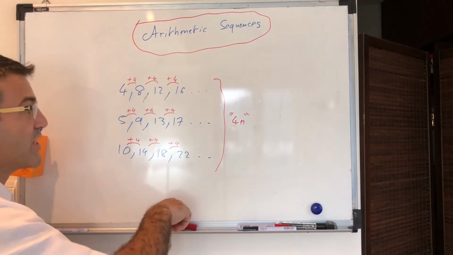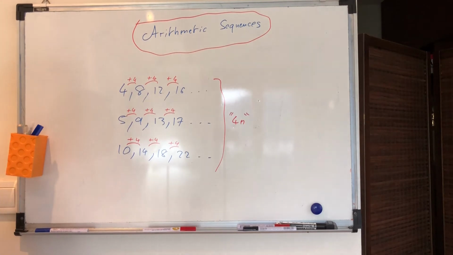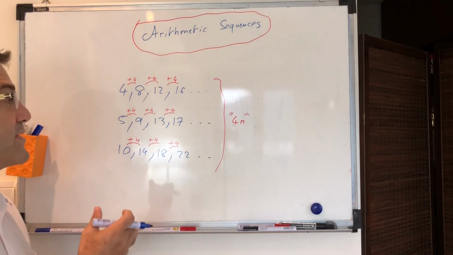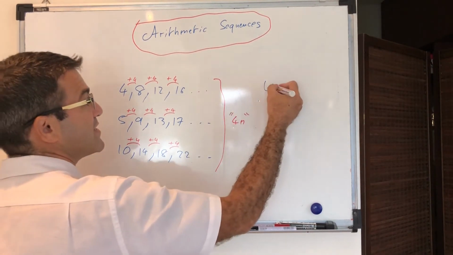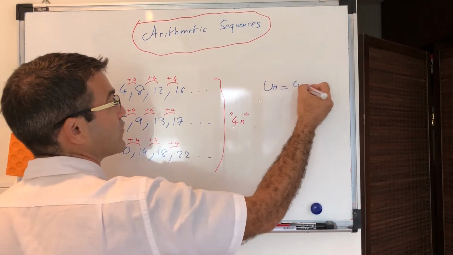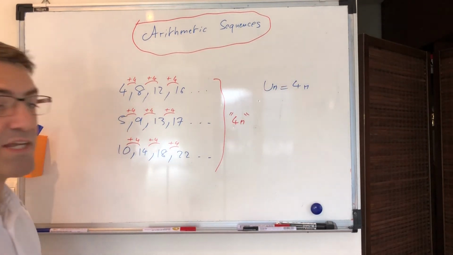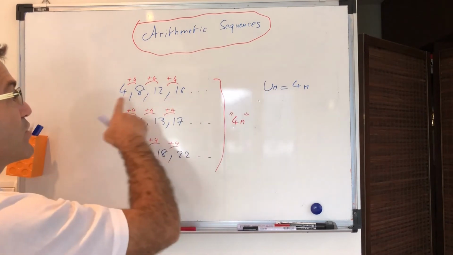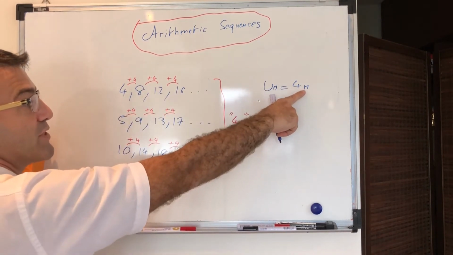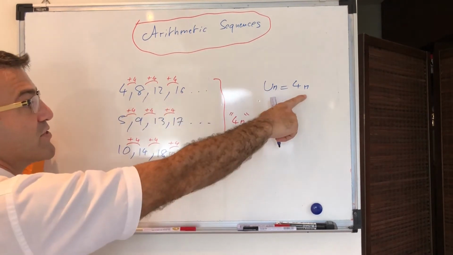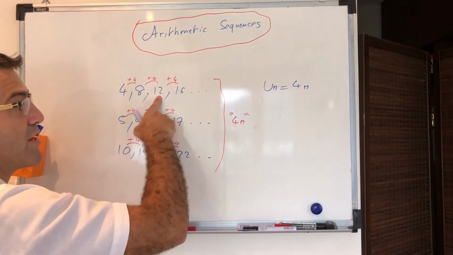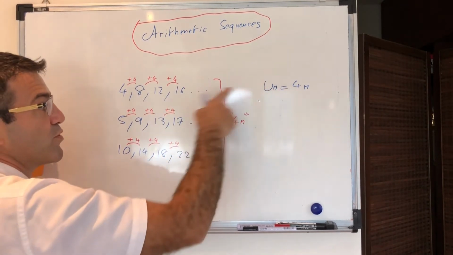To differentiate them, we'll need a reference to what the starting point is. So here's an idea. This sequence here can be called un equals 4n. When n is 1, you get 4 times 1, which is 4. When n is 2, you get 4 times 2, which is 8. When n is 3, you get 12. When n is 4, you get 16.